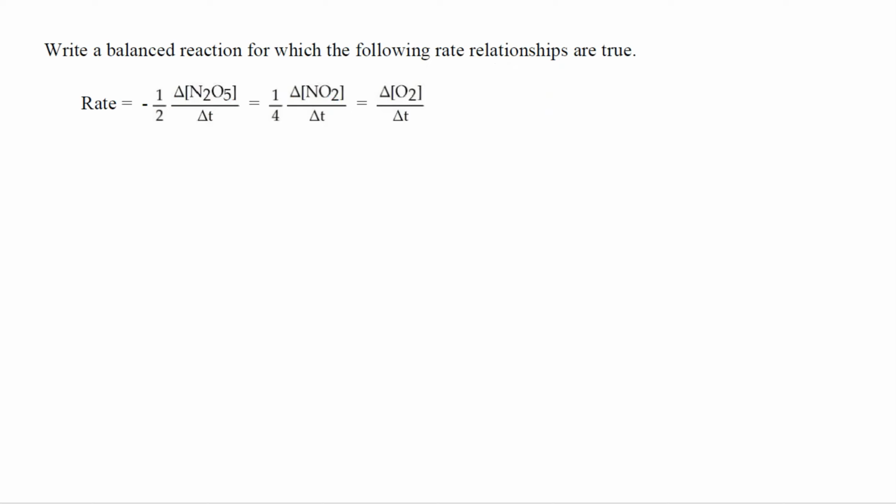Write a balanced reaction for which the following rate relationships are true. So in this particular case, we have a couple of different things going on. And the place that I like to start is kind of rationally. What does the negative mean versus the positive? So first off, on our first term, we have negative 1/2 of the change in the concentration of N2O5 over time. What does the negative mean? And where does that mean that that particular component of the reaction goes? Does it go towards the reactants or does it go towards the products?